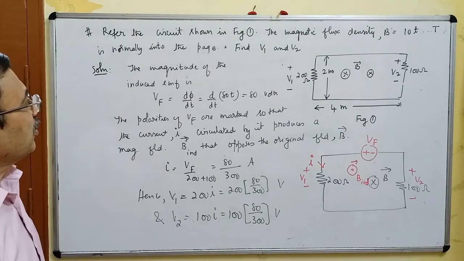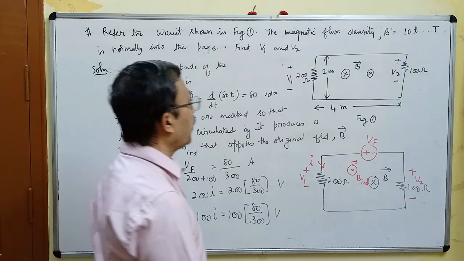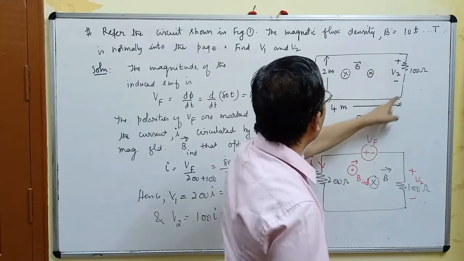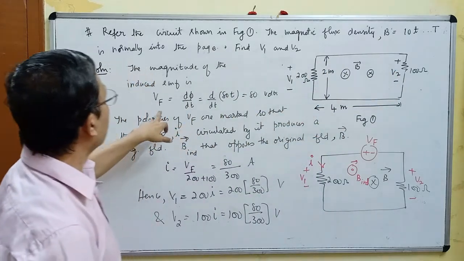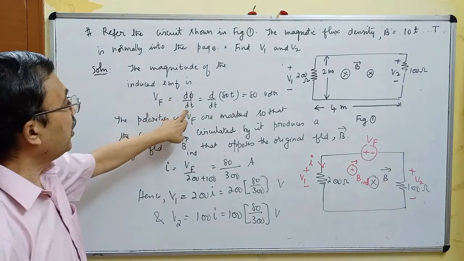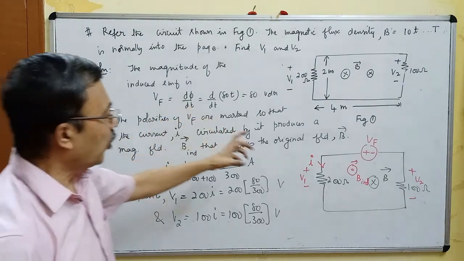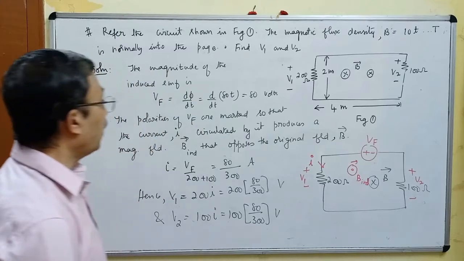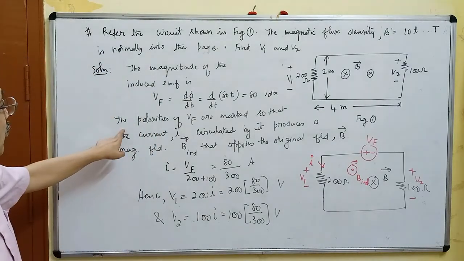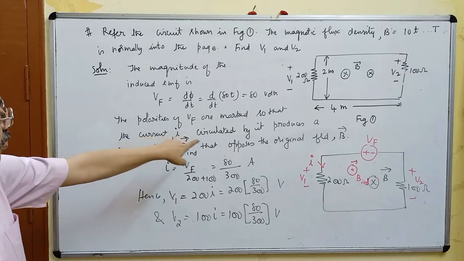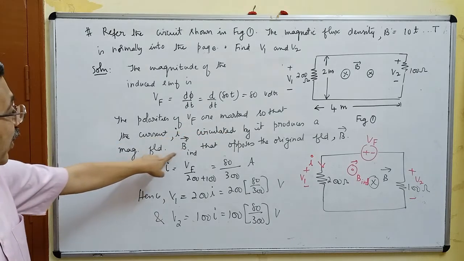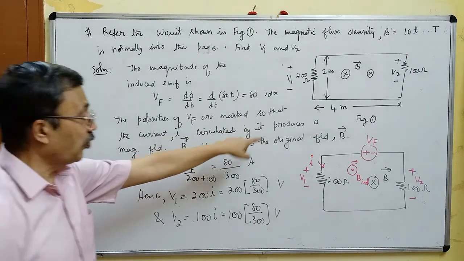So first thing is you have to calculate the flux penetrating the surface bounded by the rectangular contour. Then apply the formula Vf is equal to d phi by dt. Then you have to mark the polarities of Vf. To mark the polarities of Vf, this is the guideline. The polarities of Vf are marked so that the current I circulated by it produces a magnetic field, vector B induced, that opposes the original field.